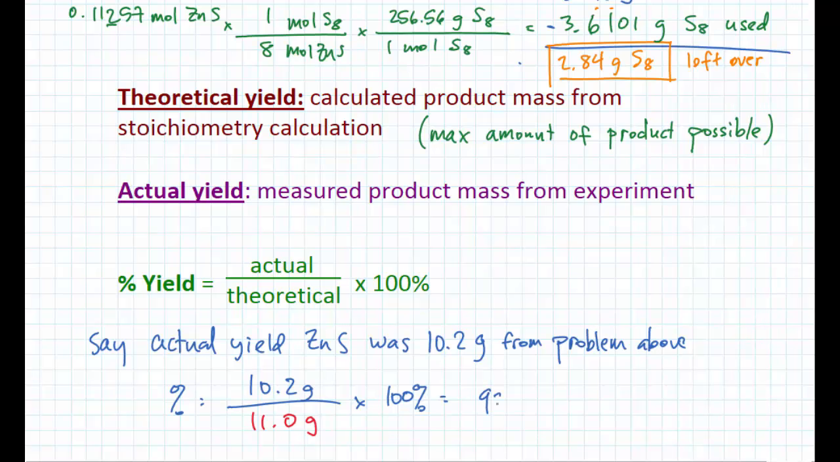This one was pretty good. This was 92.7%. If any of you go on to take organic chemistry, second-year chemistry classes, every time you do a lab, you will calculate a theoretical yield. You will divide your actual yield into that, and sometimes you're graded on what your percent yield is, how close you get to the theoretical 100%. So, all right.